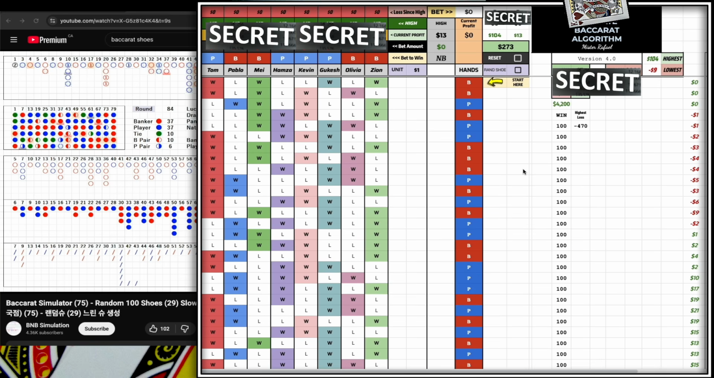So check this out. 100 shoes, all of them beat within a $500 budget. Biggest drawdown out of the 100 shoes was minus $470, which means if you only had a budget of $500, you would have made $4,200 minus the banker commissions, of course. So this number would probably be closer to $4,000.